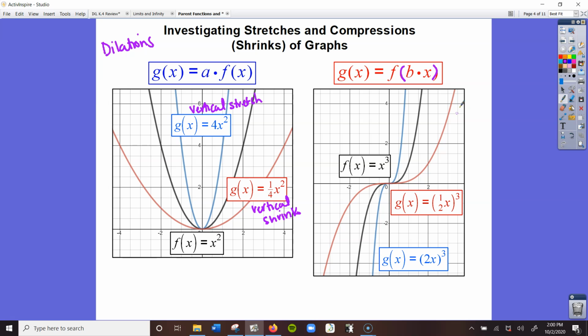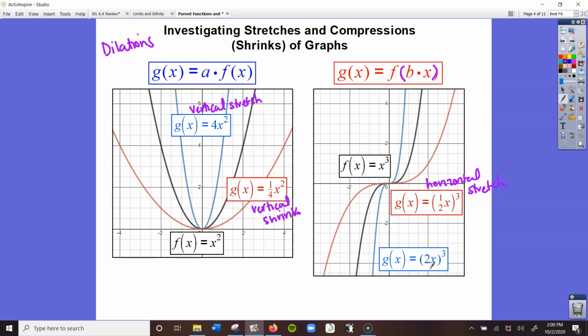And you can see that the graph in red, it's as if I took it sideways and I pulled at it. Think of like an accordion, as if you're pulling open an accordion. So our graph stretches horizontally. So this is the example of a horizontal stretch.